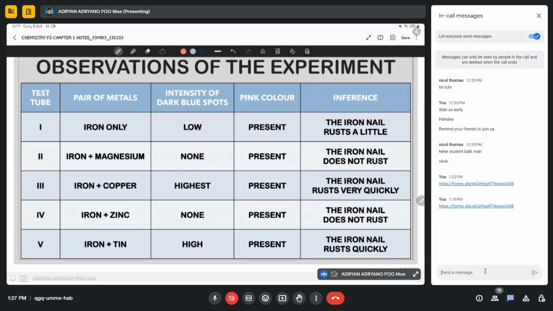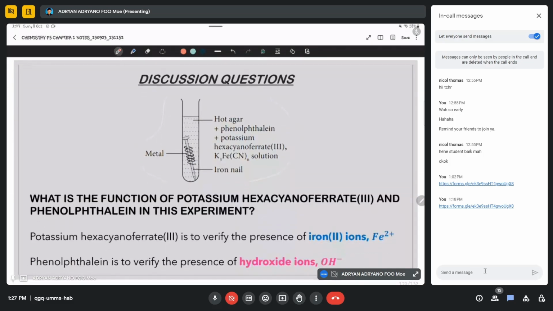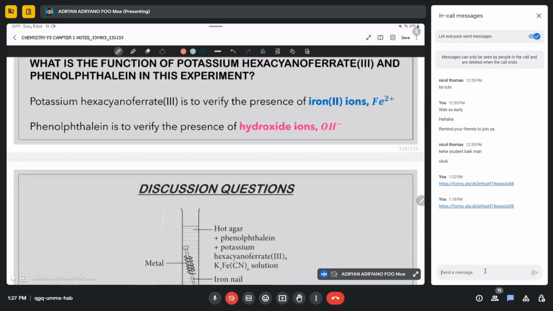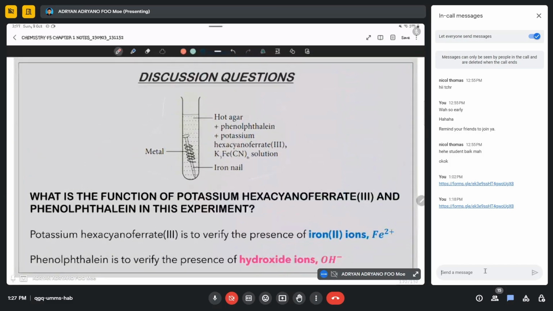Okay, discussion. What's the function of potassium hexacyanoferrate(III) and phenolphthalein? This one you learned in Form 4 also, Chapter 6. Potassium hexacyanoferrate(III) is to verify the presence of iron(II) ions, and phenolphthalein is to verify hydroxide ions. Okay, this one is basic. So you can see the colors are purple and also dark blue.